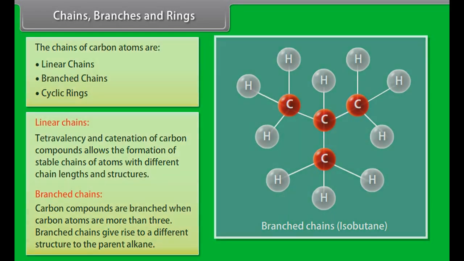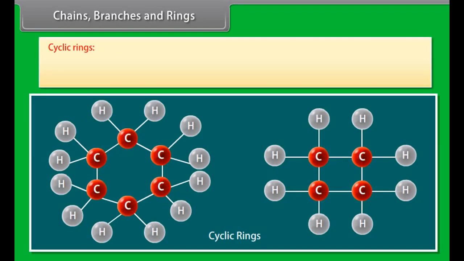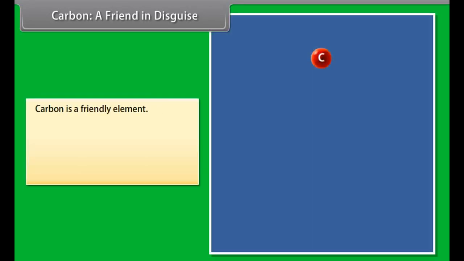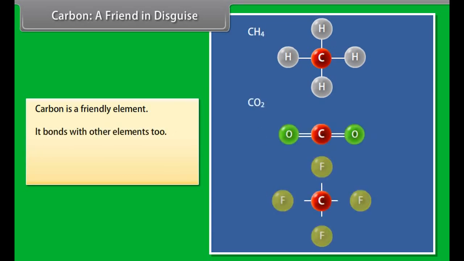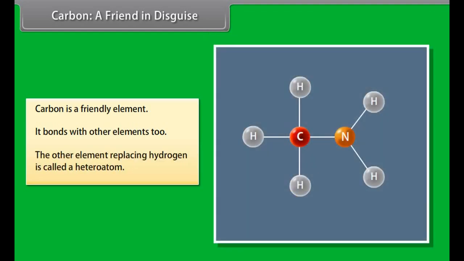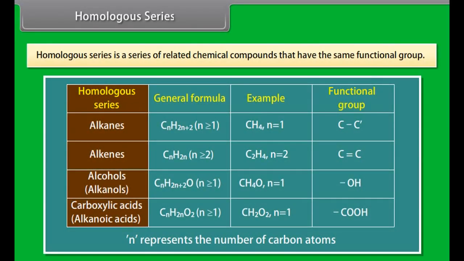Chains, branches, and rings. Many compounds contain carbon atoms that are linked with each other. The chains of carbon atoms are linear chains, branched chains, and cyclic rings. Linear chains. Tetravalency and catenation of carbon compounds allows the formation of stable chains of atoms with different chain lengths and structures. Branched chains. Carbon compounds can be branched when the carbon atoms are more than 3. Branched chains give rise to a different structure to the parent alkane.